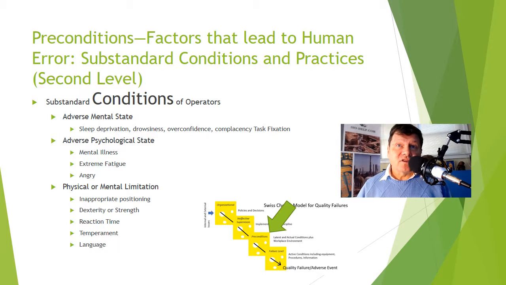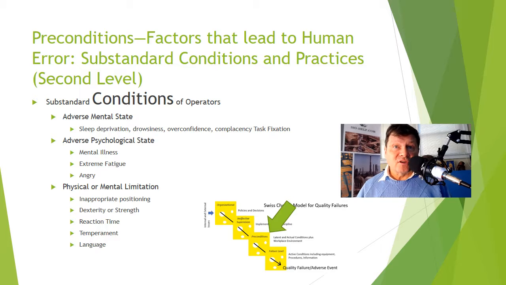Preconditions are a set of substandard conditions and practices that lead to the failure. These are grouped into two main categories: substandard conditions of operators and substandard practices of operators. In substandard conditions of operators, these are grouped into three main types: adverse mental state, which could include sleep deprivation, drowsiness, overconfidence, complacency, and something called task fixation, in which someone is so fixated on the task they lose track of the system. There are probably others.